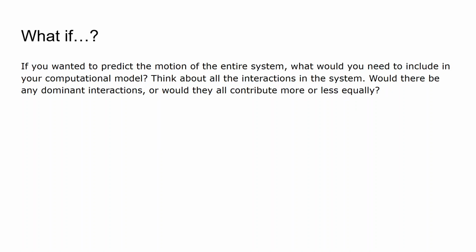What if? If you wanted to predict the motion of the entire system, what would you need to include in your computational model? Think about all the interactions in the system. Would there be any dominant interactions, or would they all contribute more or less equally? If you wanted to calculate everything, you would also have to include the mass of the black hole and the mass of the sun. However, the dominant interactions would still be the planet and the moon, as the spaceship is far closer to those than it would be to the sun or the black hole.